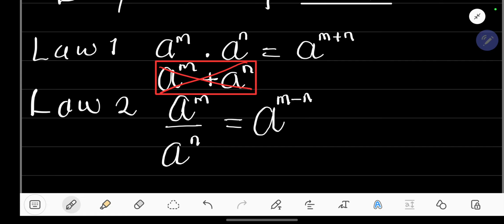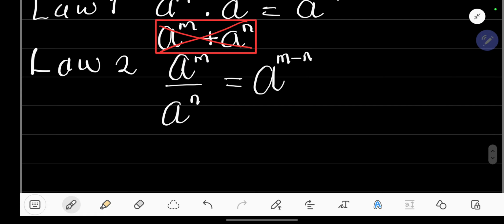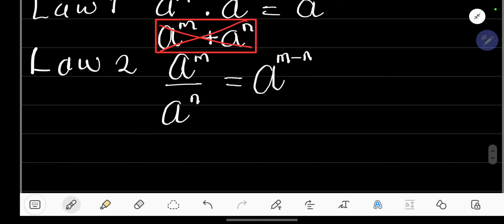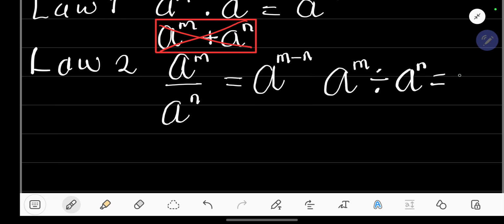You can still rewrite this as a exponent m divided by a exponent n. These two things mean one and the same thing. It equals a exponent m minus n.